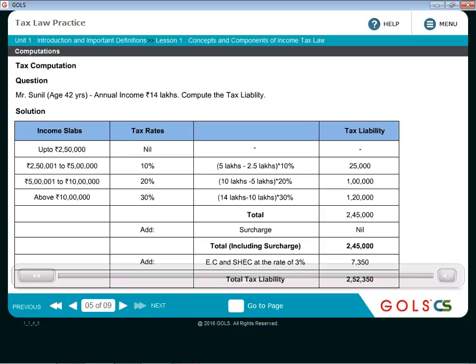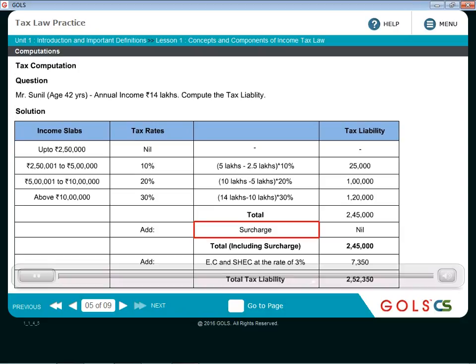Above 10 lakh it is 30%, so 14 lakh minus 10 lakh will be 4 lakhs. On 4 lakhs, 30% is 1,20,000. Once we add all the three, that is 25,000 plus 1 lakh plus 1,20,000, the total will be 2,45,000 as the tax liability. Here we are required to add surcharge if the total income exceeds 1 crore.